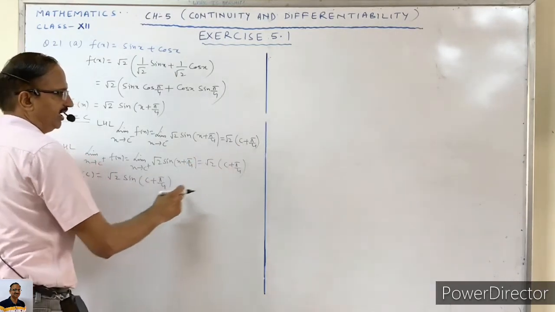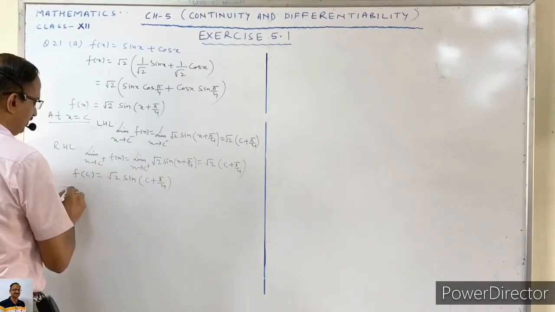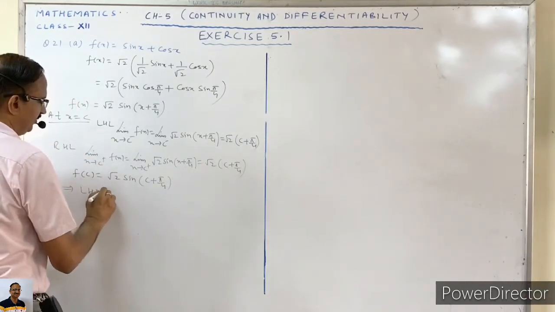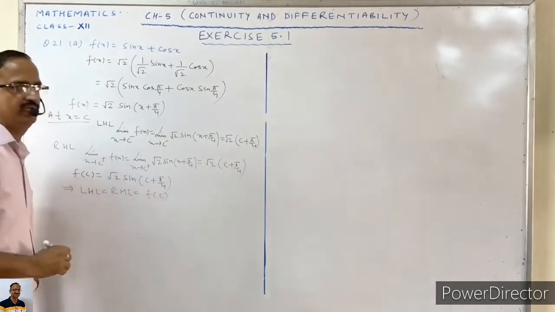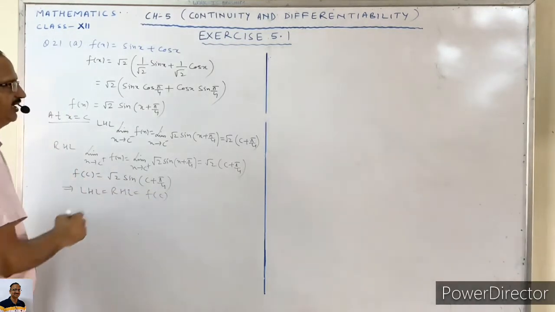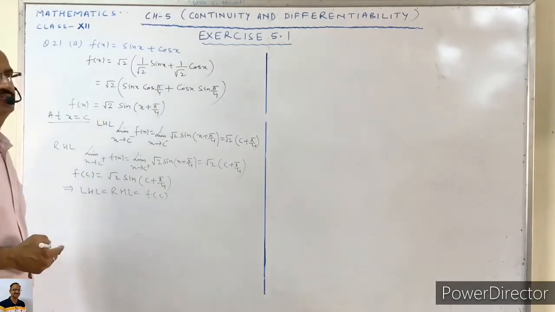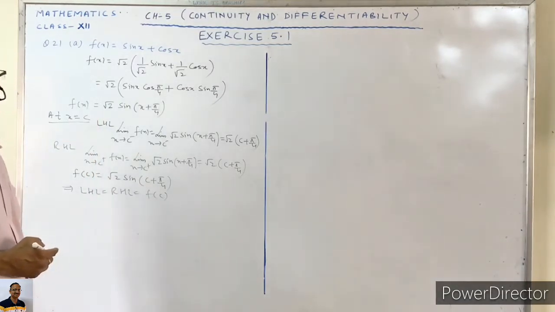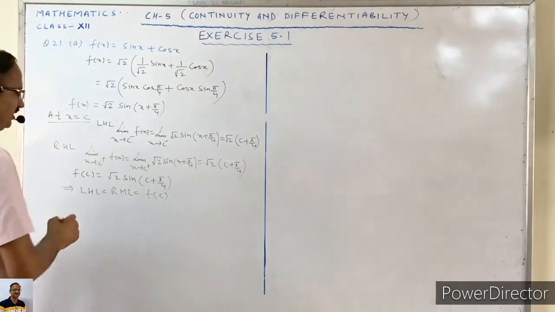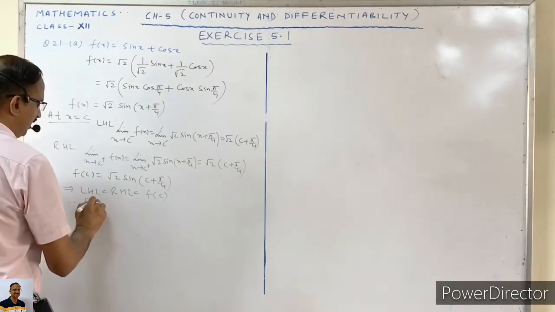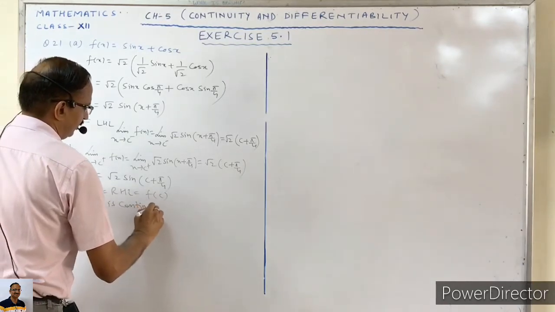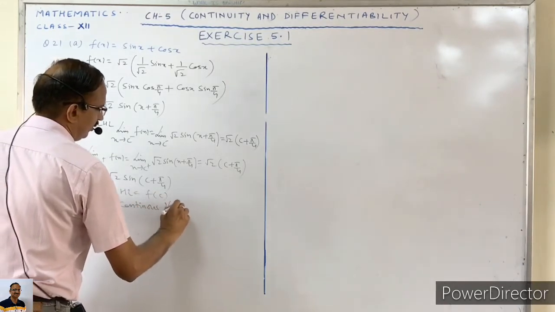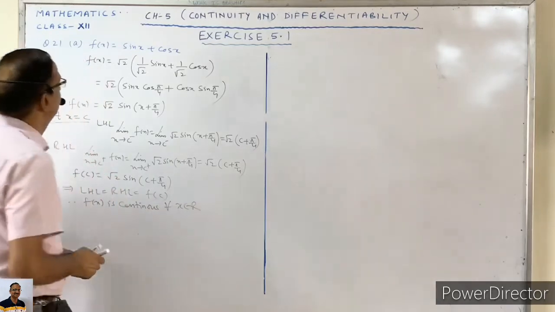All these three are equal, so this implies that left hand limit equals right hand limit equals f(c). So we can say that the function f(x) is continuous for all x belongs to R. Therefore f(x) is continuous for all x belongs to R.